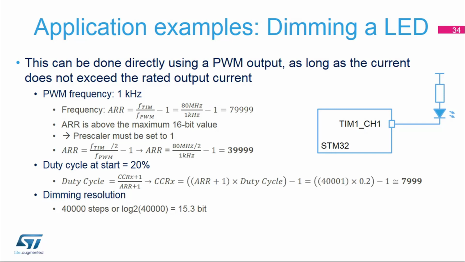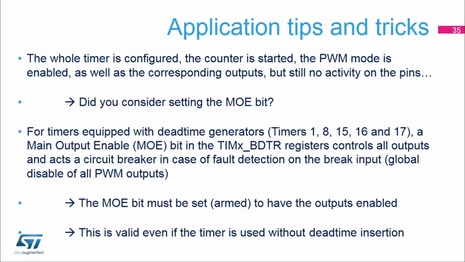The second step consists of computing the compare register value to have a 20% duty cycle. This yields a value of 7999. Lastly, the dimming resolution can be computed from formulas presented in the previous slides. With a timer running at 40 MHz, a 1 kHz PWM provides 40,000 dimming steps, which corresponds to an equivalent resolution of 15.3 bits.